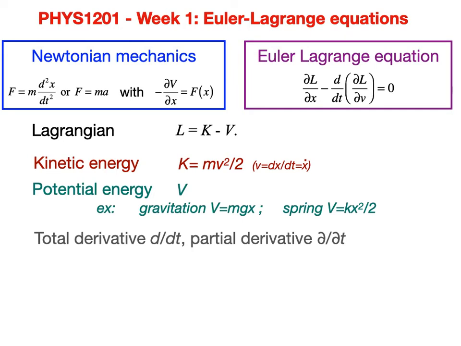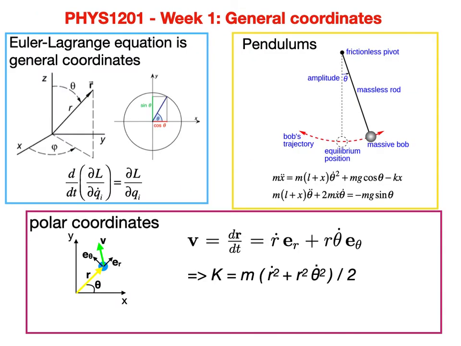You also see that in the Euler-Lagrange equation, you have partial derivatives and total derivatives. So we have seen the difference between the two, and that's a very general and important concept, which we'll see in other areas as well. We have seen that the Euler-Lagrange equation can be used with any kind of coordinate, so that we call that general coordinates.